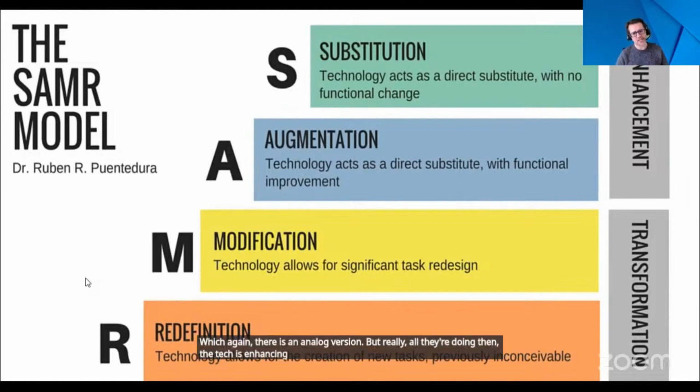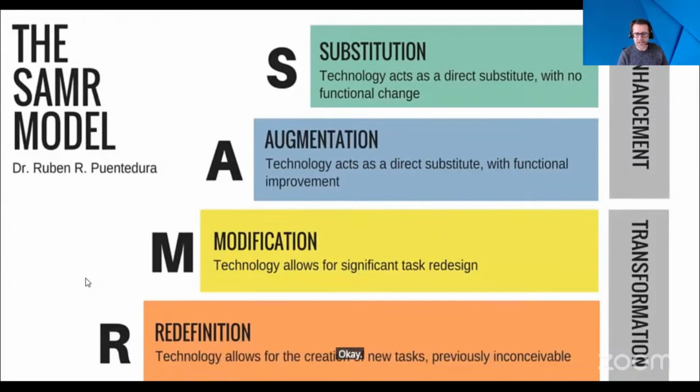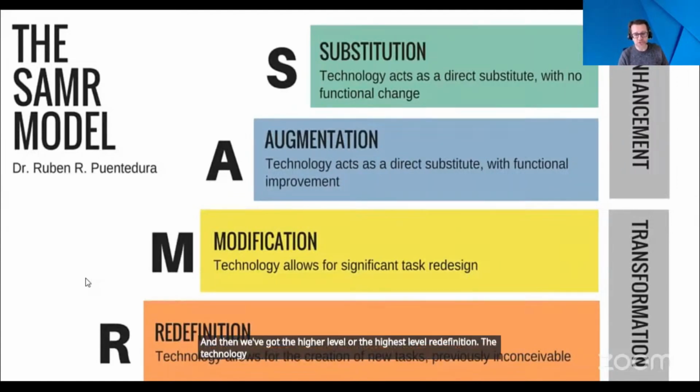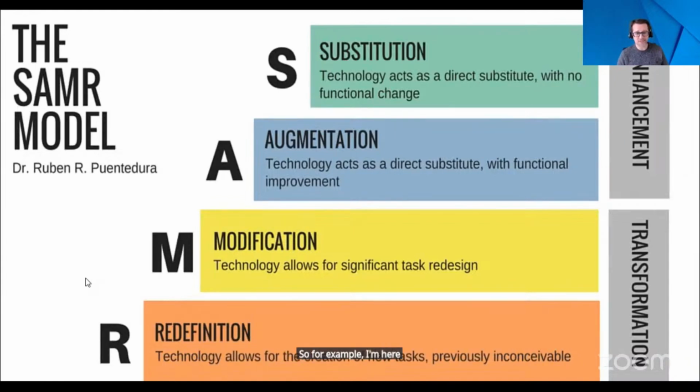But then we move to transformation, and we've got M, modification. So the tech allows us to significantly change the task. Okay, so I'm going to come with some examples in a moment. And then we've got the higher level, or the highest level, redefinition. The technology allows for the creation of new tasks previously inconceivable. So for example, I'm here giving a presentation to 200 people from around the world. Okay, this would not have been possible without the tech.